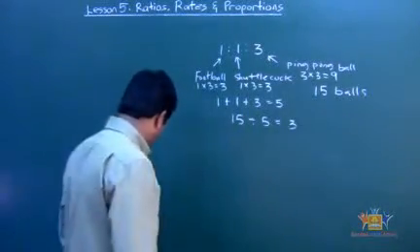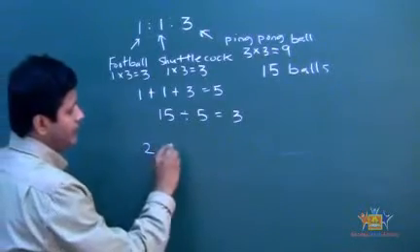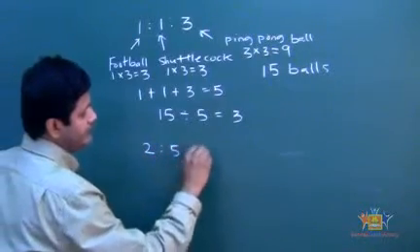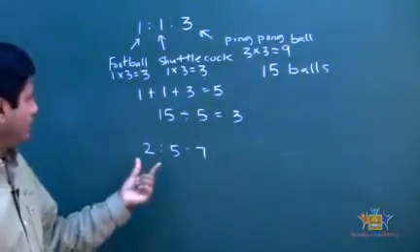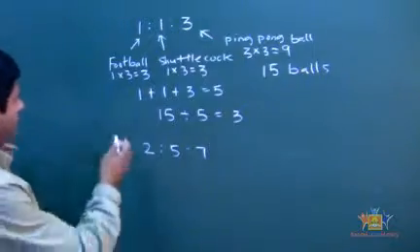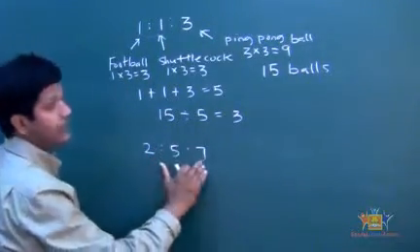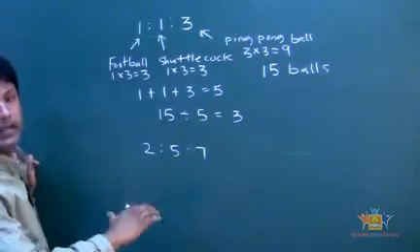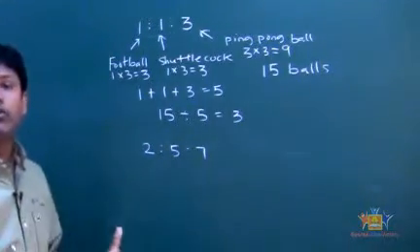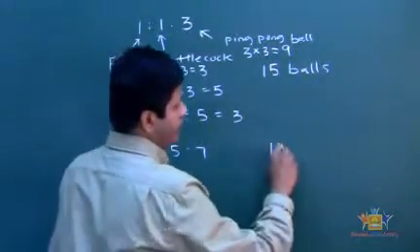Okay. See that? So let's give another example. Let's say Mr. Mac gives you the ratio 2, and then 5, and then let's say 7. So I told you the ratio of 2 footballs, 5 shuttlecocks, and 7 ping pong balls. And I told you there are a total of 140 balls.